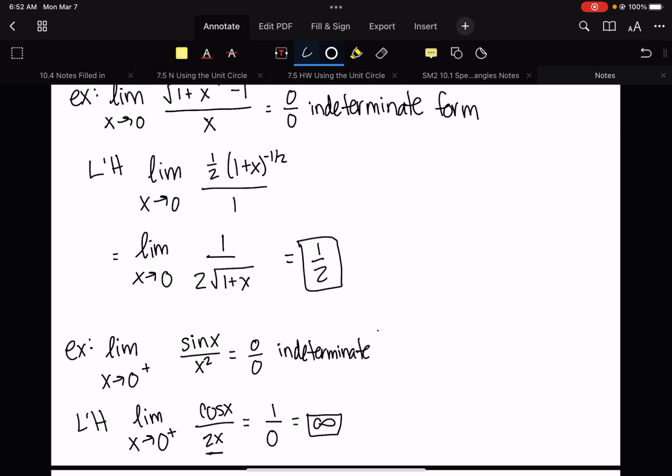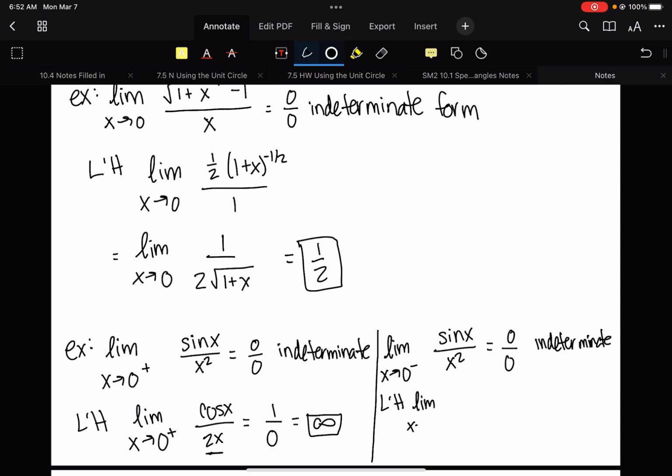I know the one-sided limit's going to be kind of tricky, so let's do the same limit, but let's come at it from the negative side and see how that might change my limit. So I'm doing the same limit, but now I'm approaching 0 from the negative side. When I initially plug in, I still get 0 over 0, which is indeterminate. Okay, so I'm going to do L'Hopital's rule. I'm going to take the limit as x approaches 0 from the negative side of the cosine of x over 2x.